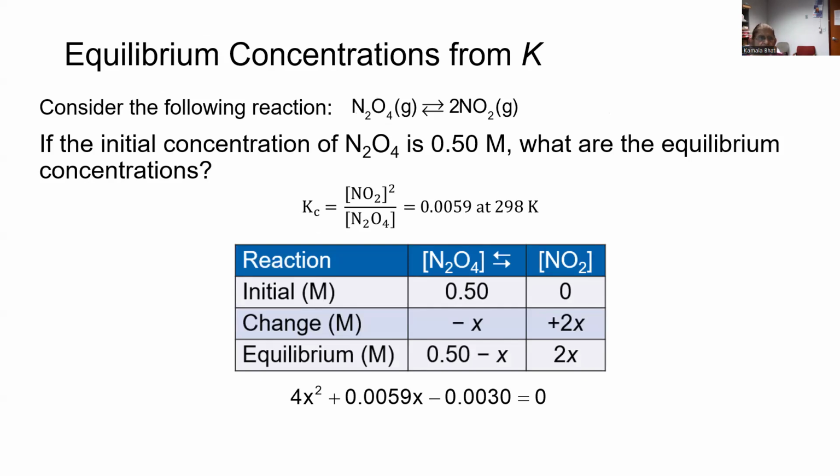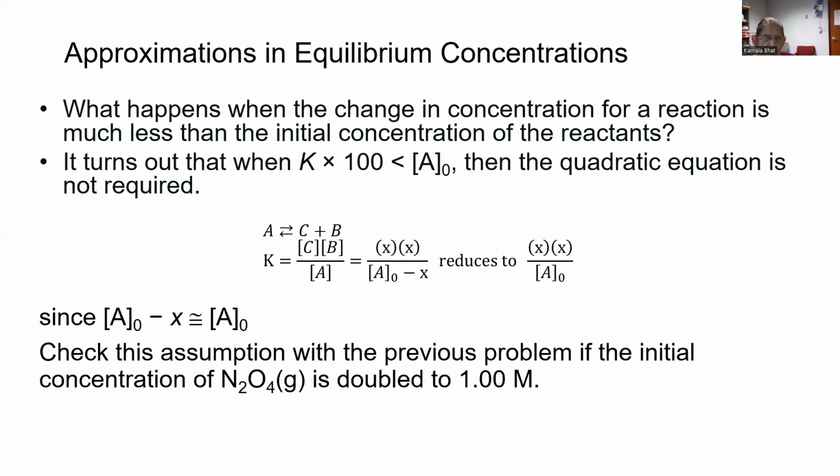A similar type of reaction is shown. And again, this you can solve by yourself, for the reaction of decomposition of dinitrogen tetroxide to give nitrogen dioxide.